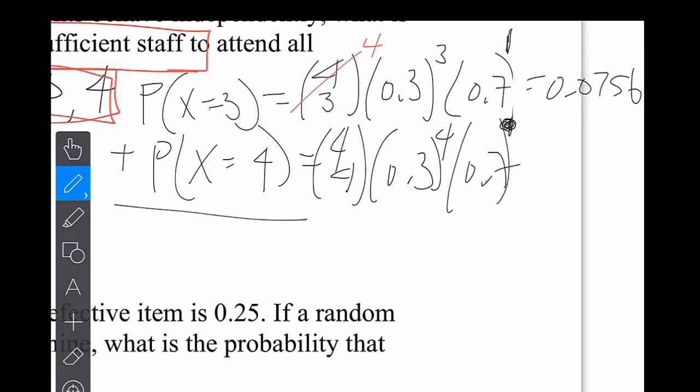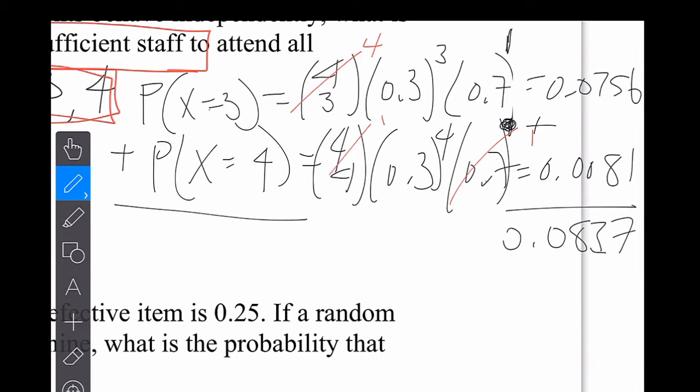this is going to be 1, and this is going to be 1. So all I'm using is 0.3 to the power of 4. So this is 0.0081. So I sum those and I get 0.0837. And that's that.